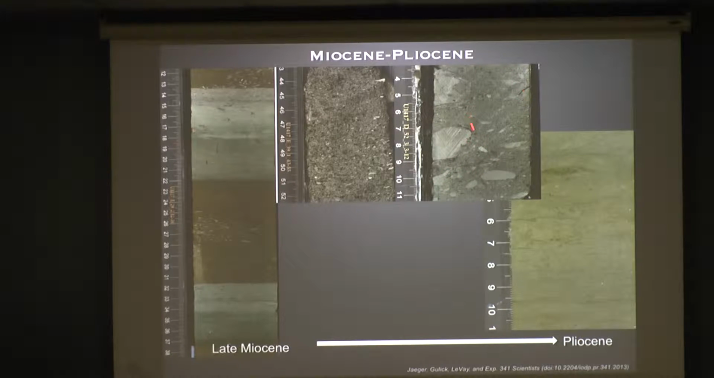But at the same interval we also have these types of diamicts, which are made up of little clasts of wood and coal. And we have a piece of wood that was carried all the way from onshore. It still has the bark on it. And there are coal fragments from onshore coal fields. This is 500 kilometers out to sea.